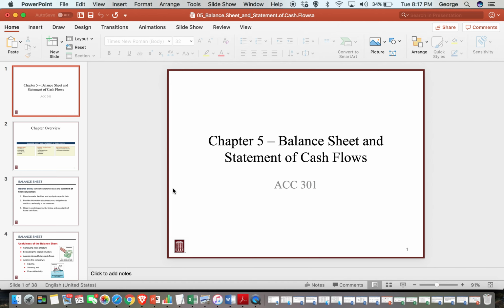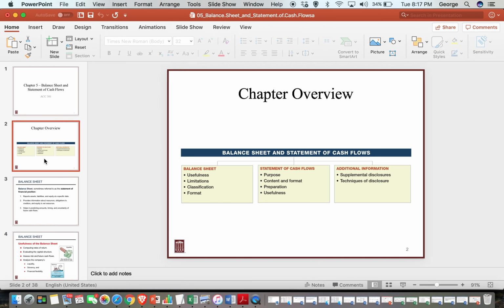Tonight we'll talk about Chapter 5, balance sheet and statement of cash flows. Preview, mostly balance sheet. So overview, we're going to look at the balance sheet, usefulness, limitations, classification format, basically what we do with the income statement. Then look at the statement of cash flows, its purpose, its content and format, preparation and usefulness. And then we'll look at supplementary disclosures and techniques of disclosure.